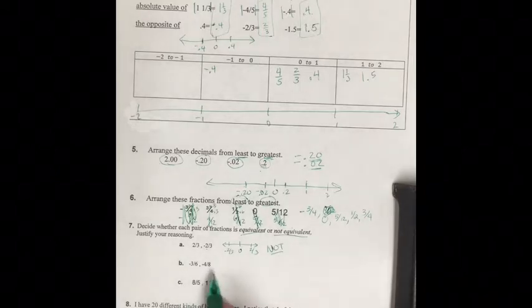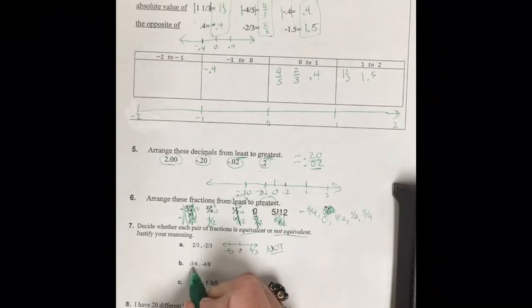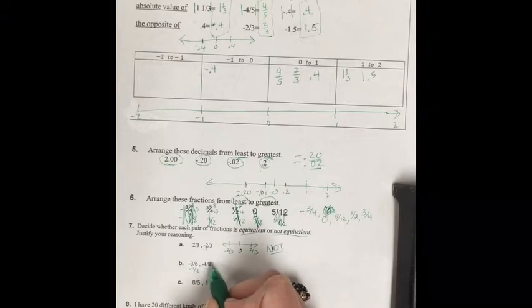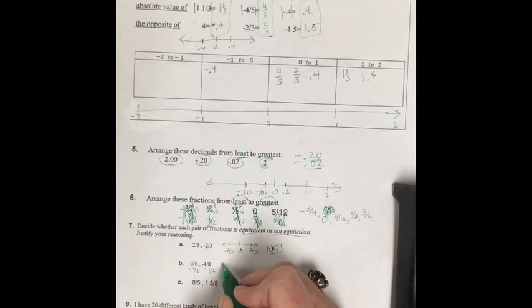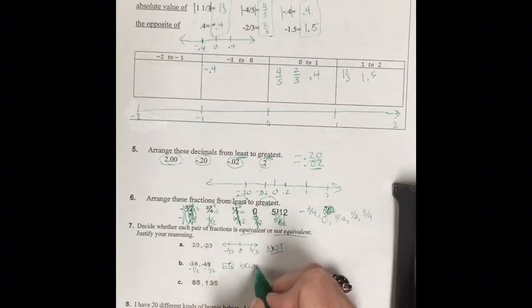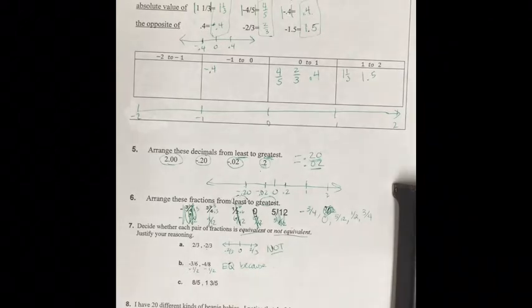All right, on this one, you could reduce both of these. They're both reducible, and if you reduced 3/6 by 3, you would end up with negative 1/2. And if you reduced negative 4/8 by 4, you ended up with negative 1/2. And you would say equivalent because they're both equal to negative 1/2, something along those lines.